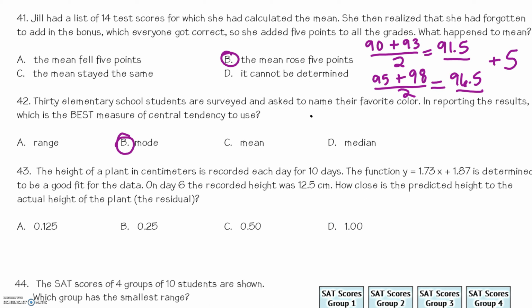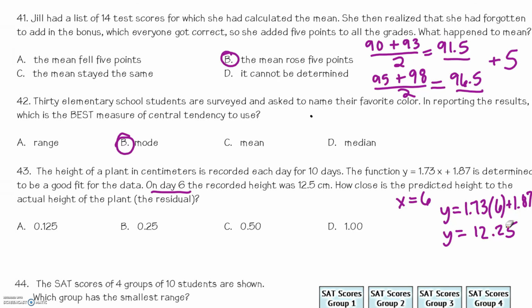So this is a residual problem, and we don't do residual anymore. So really, we could skip number 43, or we could try to figure it out if you wanted to. So, it's day 6. So if I were to plug in a 6 here, if I let x equal 6, and I plugged it in, I would get y equals 1.73 times 6 plus 1.87. So if you did that, 1.73 times 6 plus 1.87, what you get is 12.25, okay?